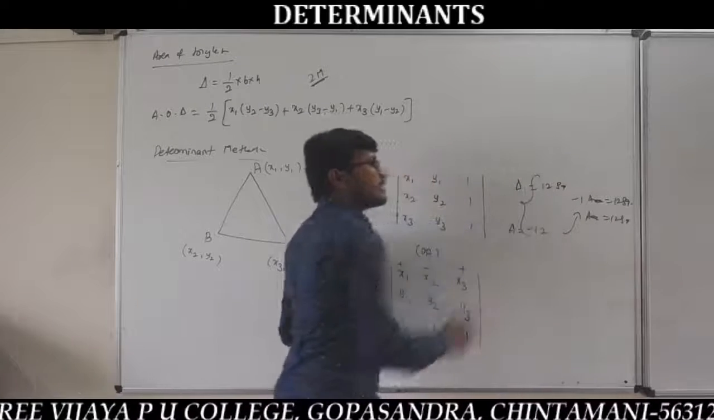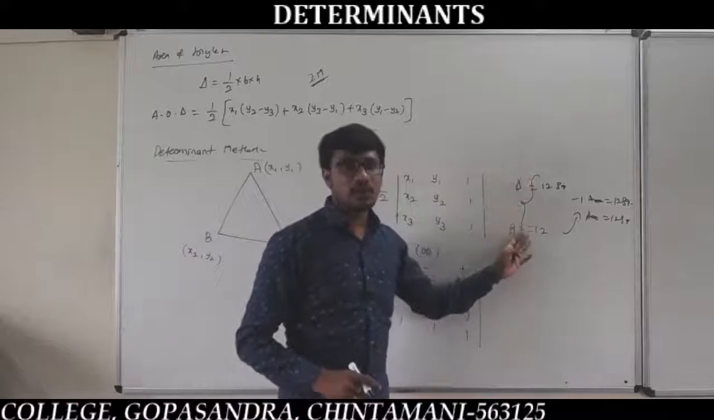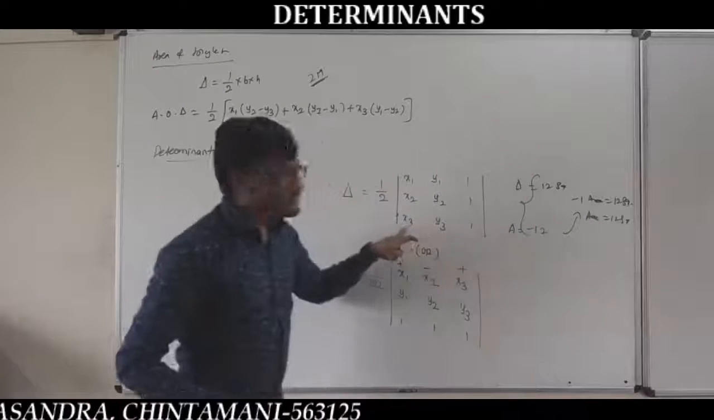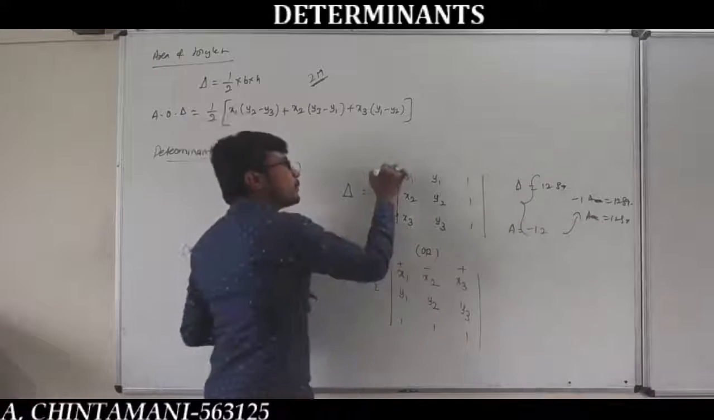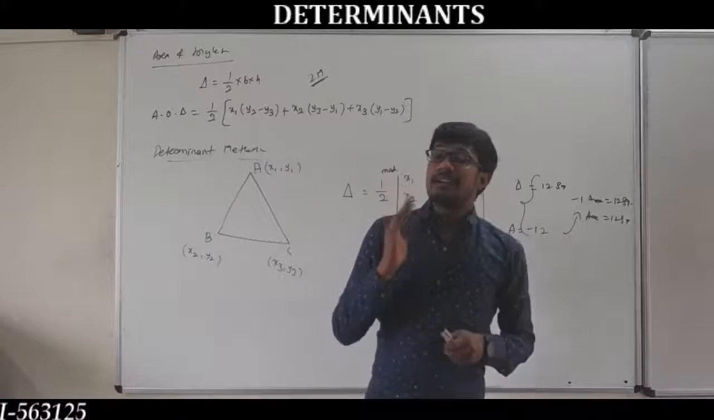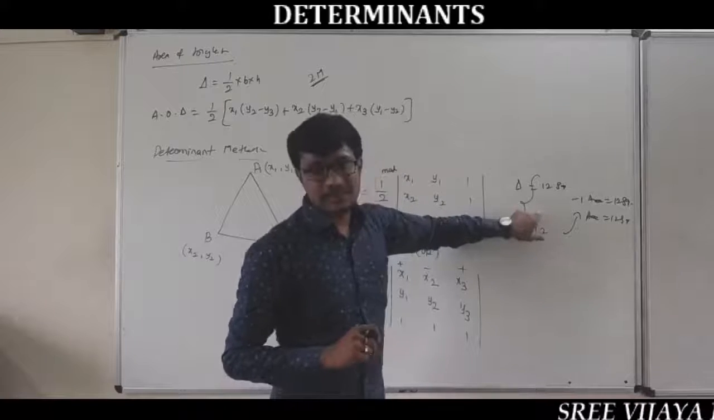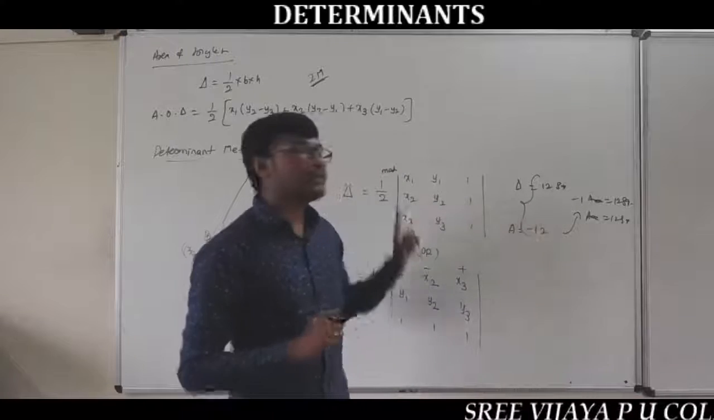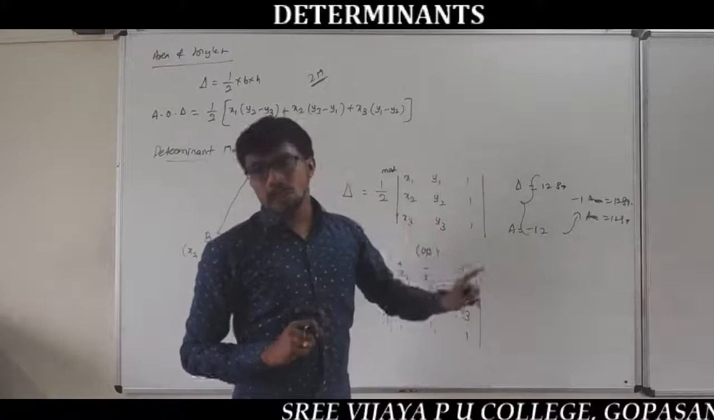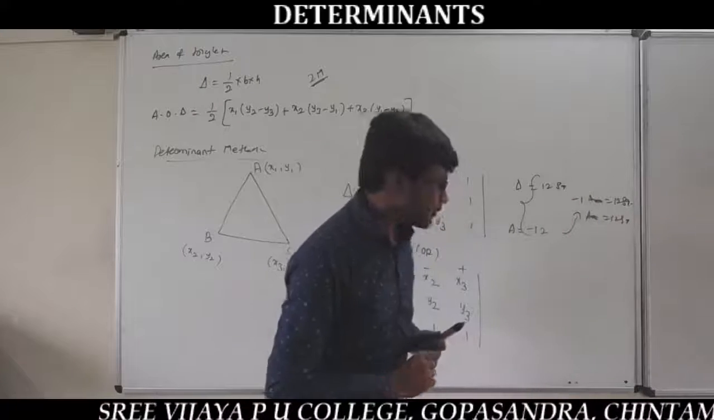Since area is a positive quantity, whether it comes out negative or positive, you write it as positive only, or you can write it as 1 by 2 mod. You know mod, right? Mod means taking the negative as positive also. So this is the first concept. Since area should be positive, even if you get a negative answer while solving, you write it as a positive quantity.